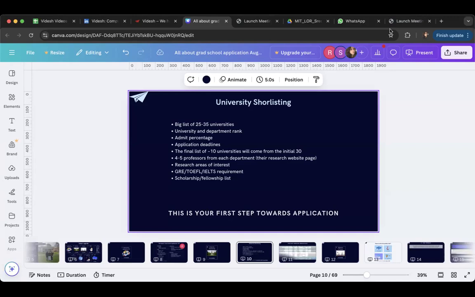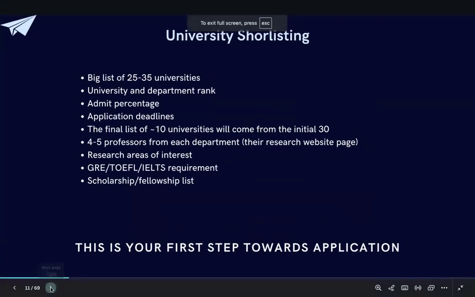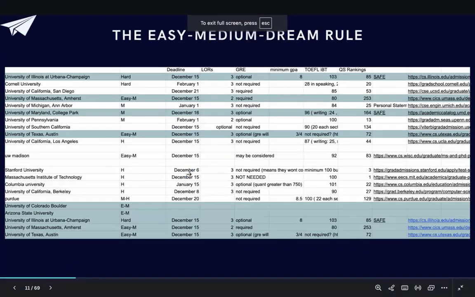Now it's visible. Okay, so I was on the topic of university shortlisting and why it is important. So, if you have not started to shortlist your universities, you should do that right now, because now is a good time. We are in the month of April and you should start shortlisting your universities now itself. Okay, so I would suggest you to make a list of 25 to 30 universities of your choice. And what we at Videsh do is we go by the easy medium dream rule.